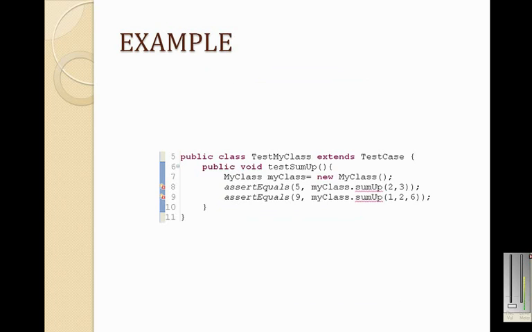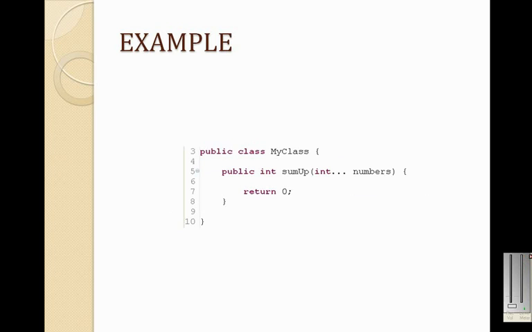Now suppose we want to check these two requirements in the test case. The first one is to sum up the two numbers 2 and 3, the expected result should be 5. The second example is to sum up 1, 2 and 6, and the expected result should be number 9. Again, we have to create a mockup method for that, and at the moment we only return 0 for all the cases.